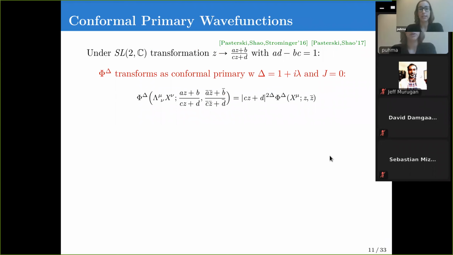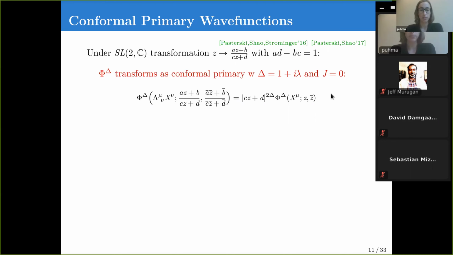So under an SL(2,C) transformation, z goes to (az + b) over (cz + d) with the determinant normalized to 1. So this is just a Möbius transformation. And these wave functions phi delta, the Mellin transforms of the plane waves, under a four-dimensional Lorentz transformation, and this SL(2,C) acting on the sphere coordinates, transform in a way that we know from 2D CFT as being a conformal primary under the global conformal group, transforming with conformal dimension delta on the principal continuous series and spin 0.